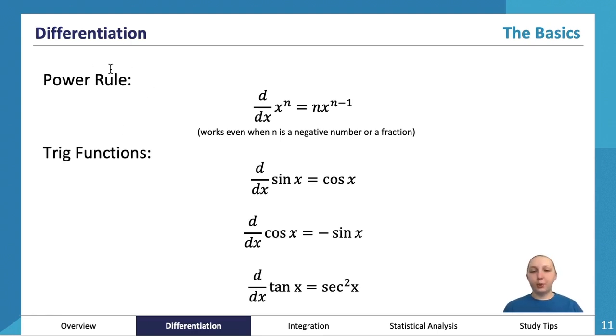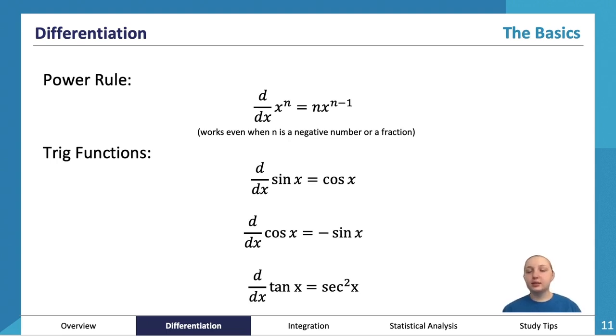So we've got the power rule, which is the very, very basic rule of differentiation. We're looking at the derivative of x to the power of n. What we want to do is bring n down the front, keep our x the same, and do n minus 1. Quick side note, this will work when your n is a negative number or a fraction as well.